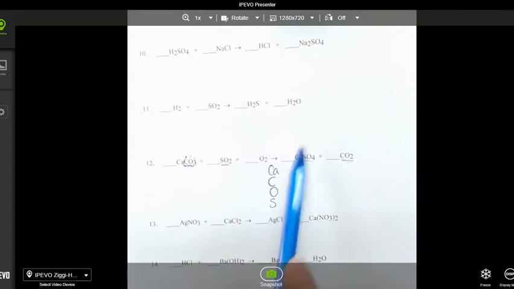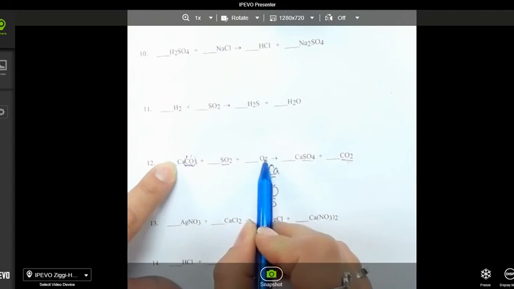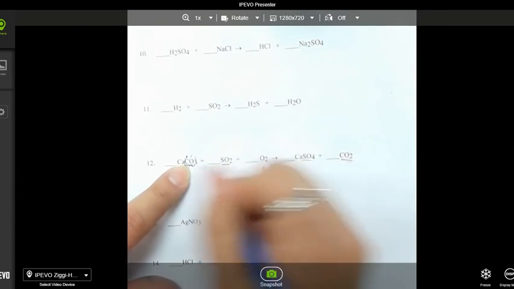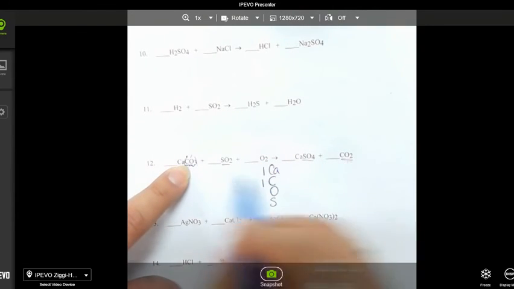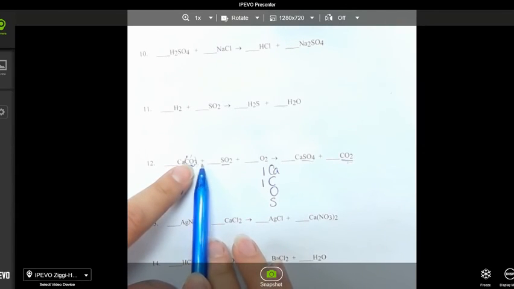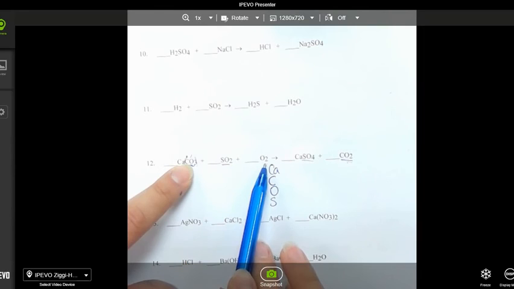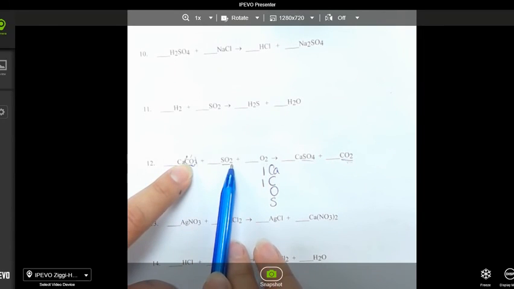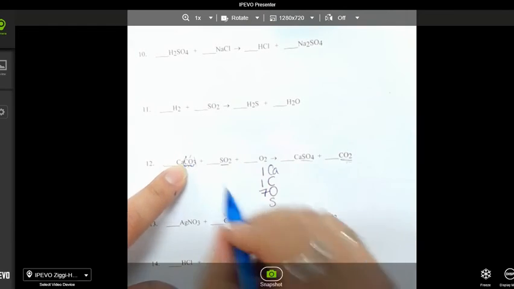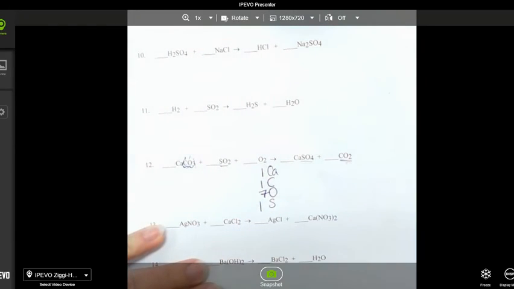So let's count how many of each we have on each side. So calcium. On my reactant side, there's 1 calcium. Carbon, there's 1 carbon right here. Now oxygen, let's count how many oxygens we have. We have 3 oxygens plus 2 oxygens, that's 5, plus another 2 oxygens, there are 7 oxygens on this side. And then sulfur is my last one. There's no subscripts with sulfur, so there's just 1.